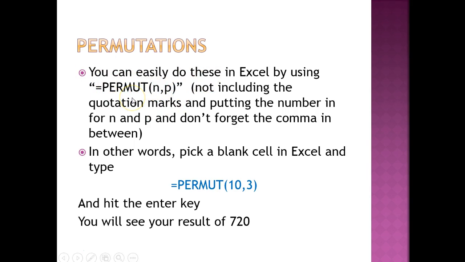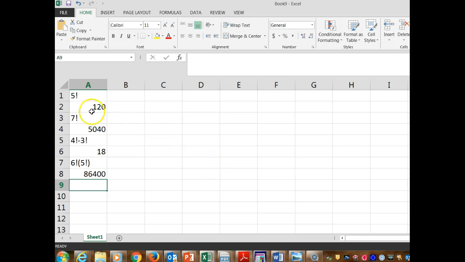So I'm going to type in PERMUT, P-E-R-M-U-T, and Excel will help you with this. Let me show you what I mean. We had just done these factorials here. Let's come over here and let's do some permutations. I'm going to type permutations. You don't have to type this. I'm just going to give you some examples.